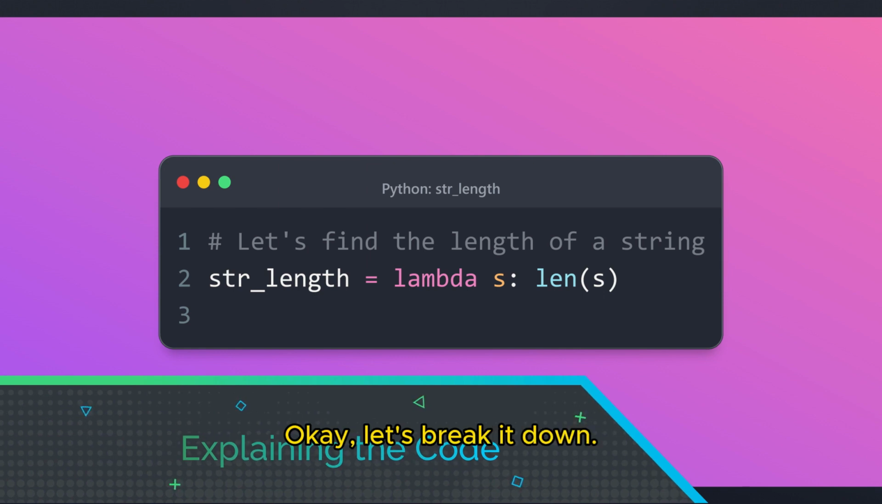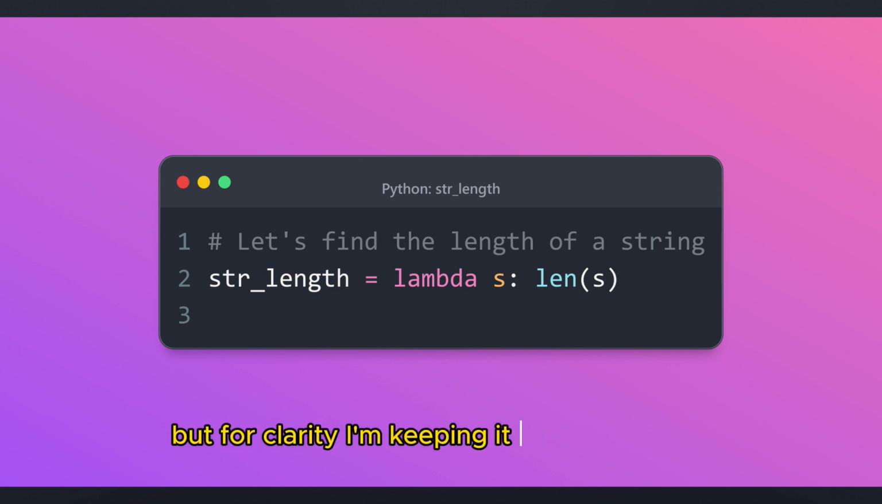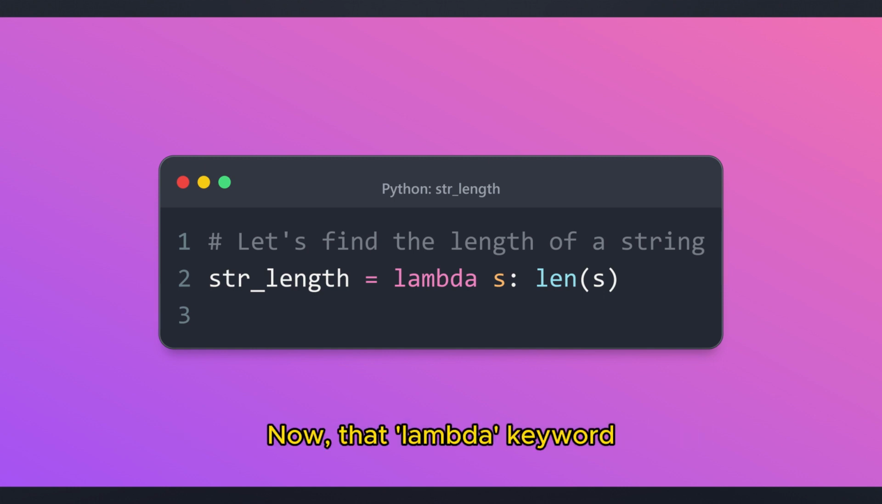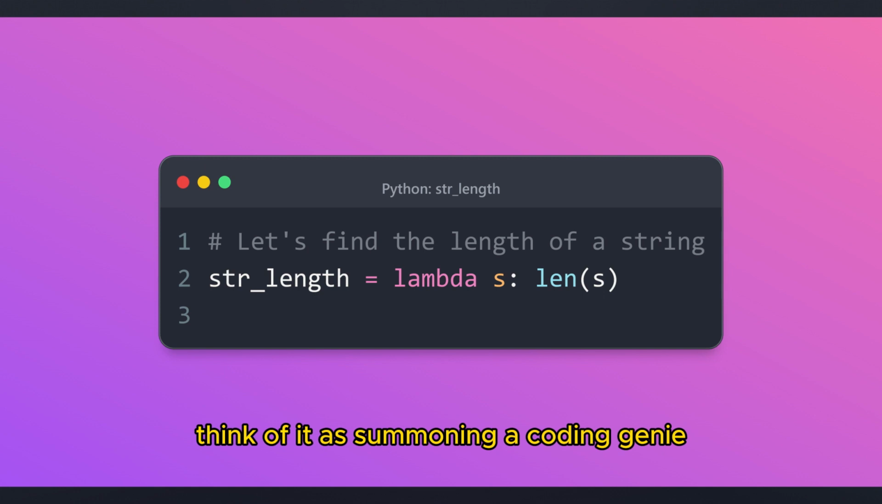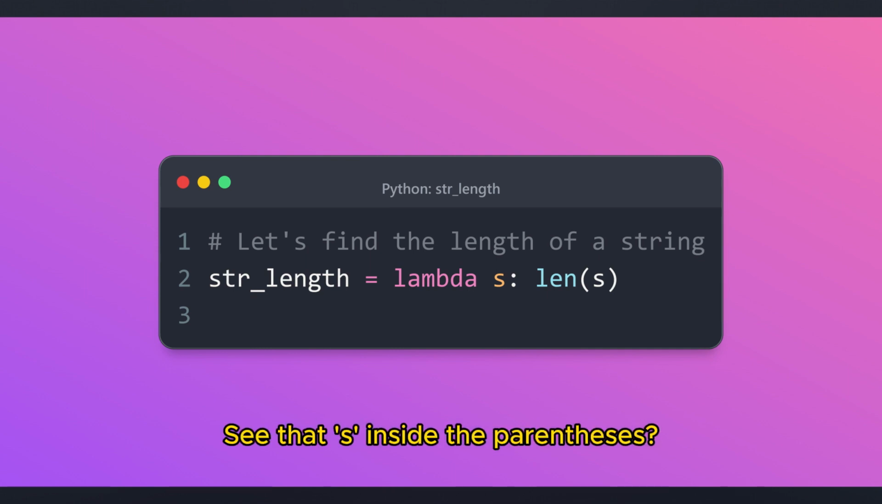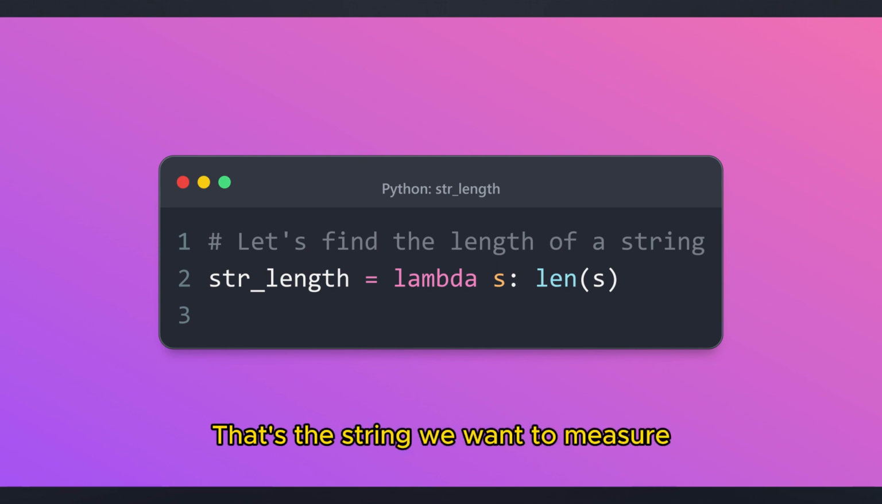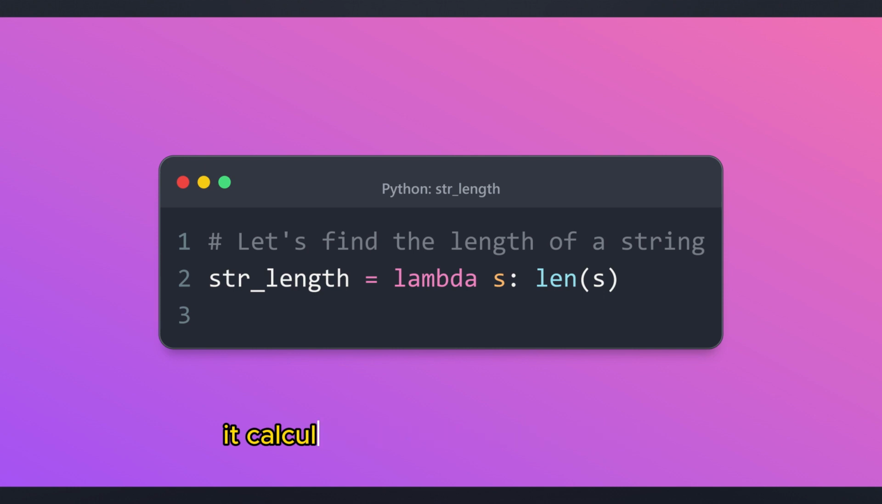Okay, let's break it down. str_length is our function's name. You can totally customize this, but for clarity, I'm keeping it straightforward. Now, that lambda keyword, think of it as summoning a coding genie. It's a concise way to define small functions on the fly. See that s inside the parentheses? That's the string we want to measure. len does the magic, it calculates the length of the string s. Beautiful, right?